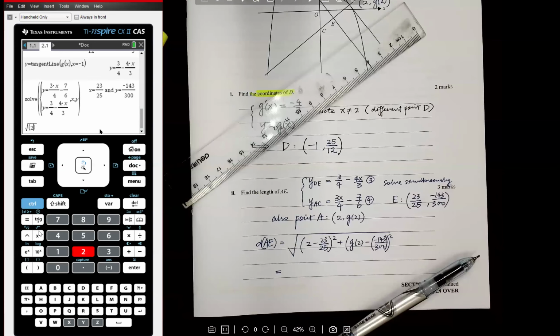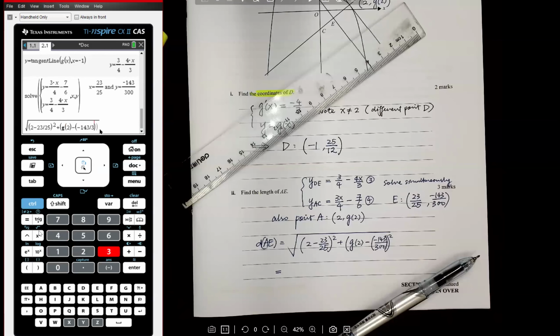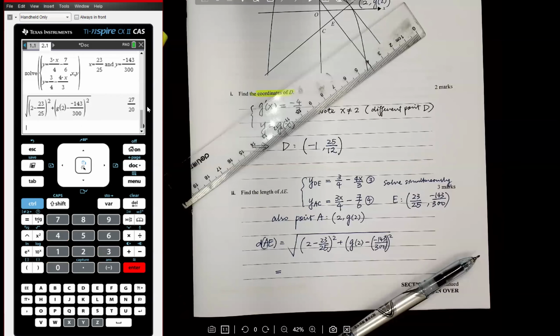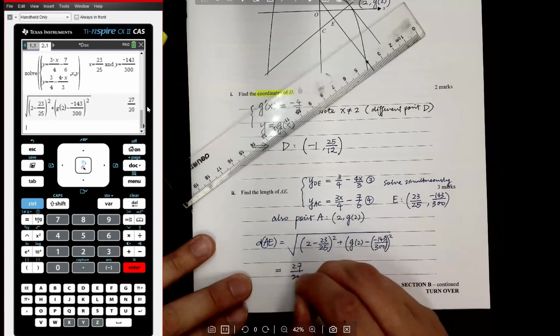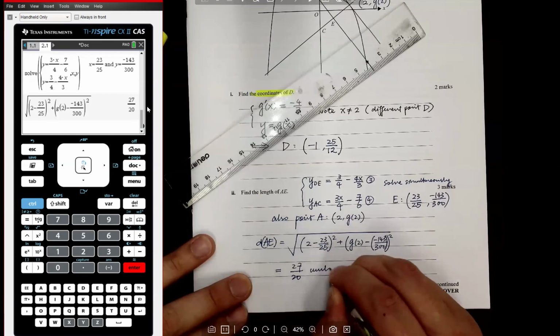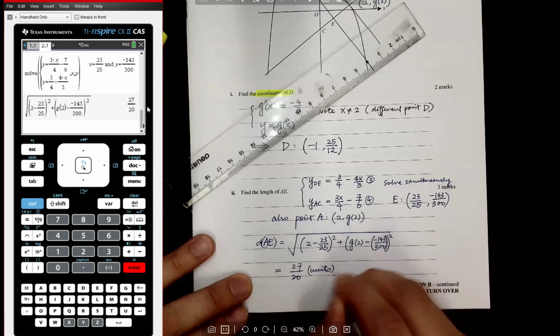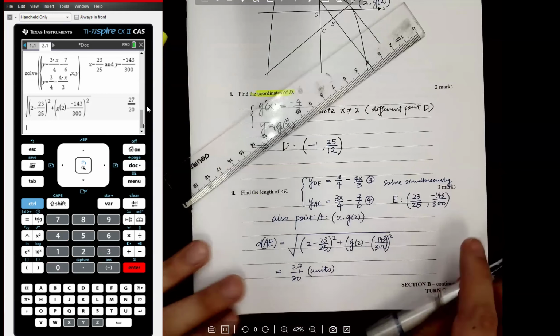If I were using the standard approach, just a usual math method approach, I have to type everything out and make sure all the brackets are correctly entered in the CAS calculator commands. So the answer is 27 over 20, which I believe is correct. Don't have to put units, but just put units anyway.